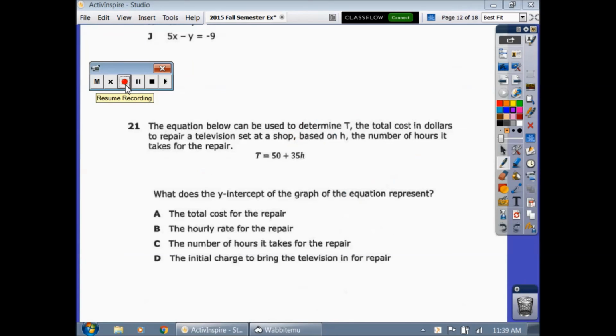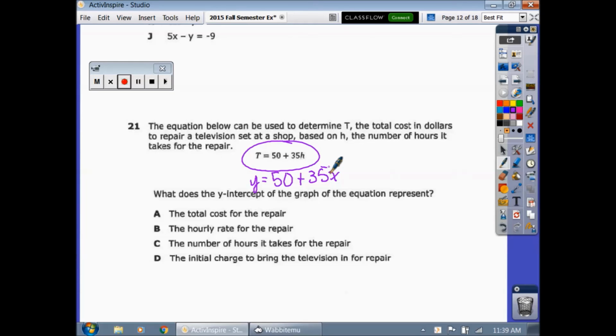The equation below can be used to determine T, the total cost in dollars to repair a television set at a shop, based on H, the number of hours it takes for the repair. Well, if you look here, this is not in kid-friendly terms. So instead of using the letter T, we are going to use the letter Y. And instead of using the letter H, we are going to use the letter X.